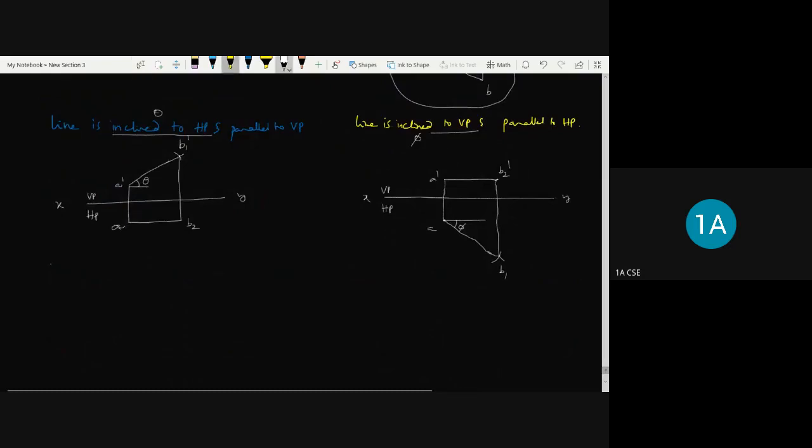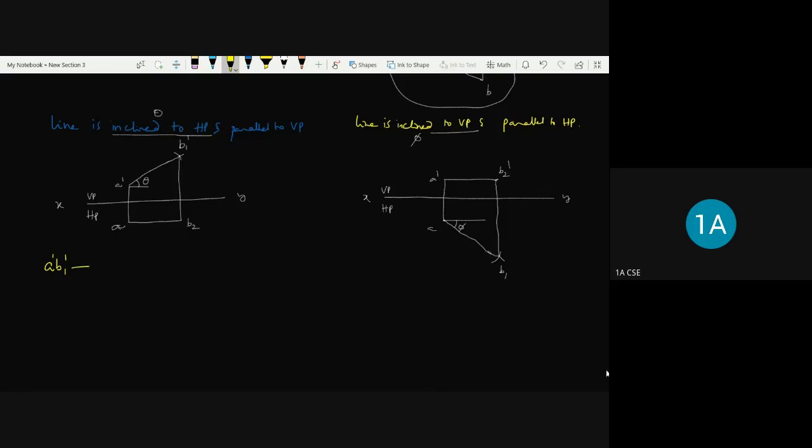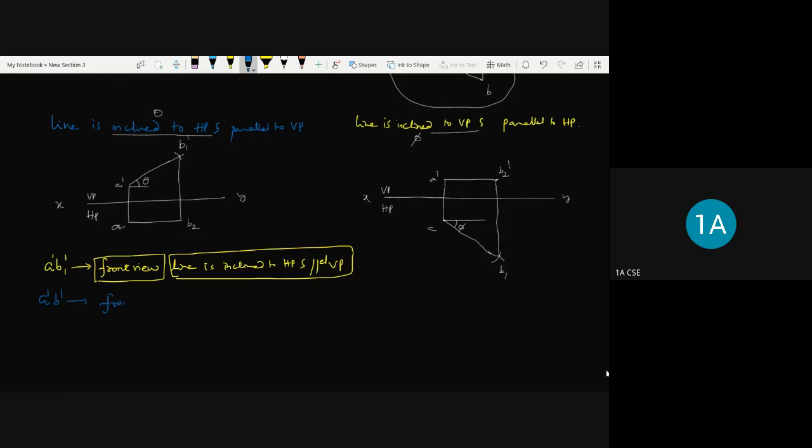A dash B1 dash is also a front view, but it is the front view obtained when the line is inclined to HP and parallel to VP. So I am going to differentiate it from A dash B dash. A dash B dash is also a front view, but when the line is inclined to HP as well as VP. So this is the differentiation.